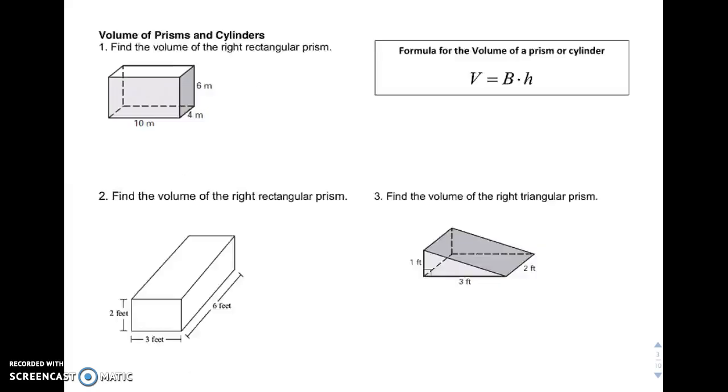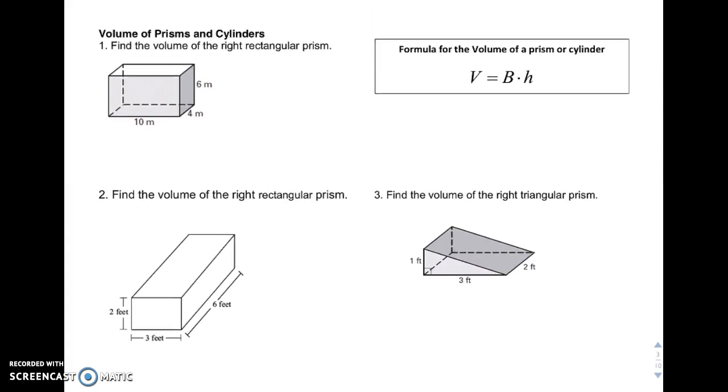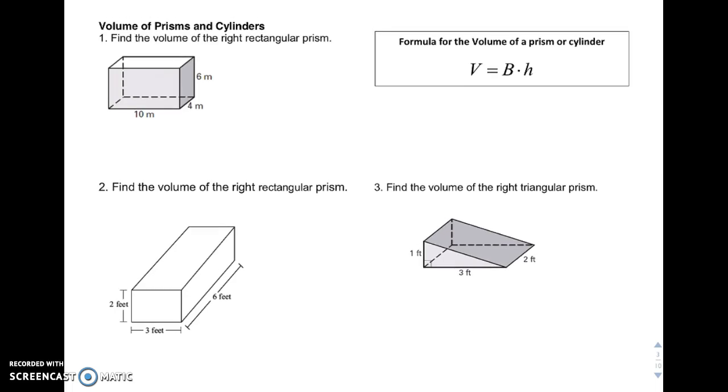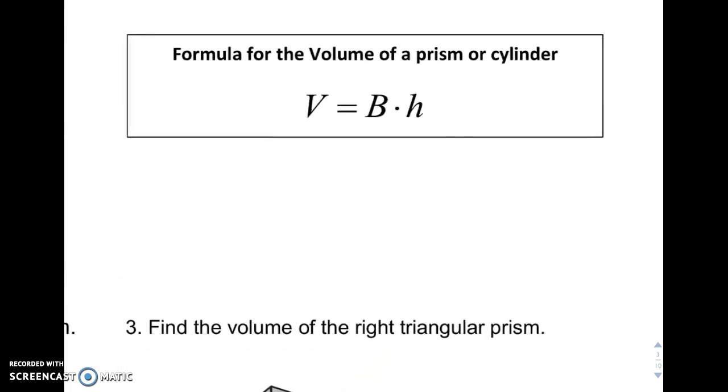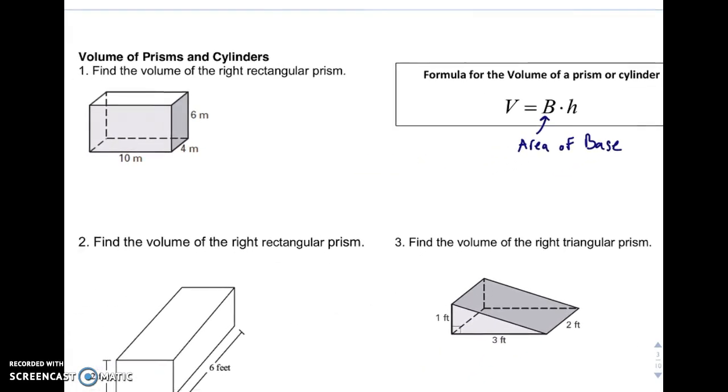So let's go to the first page here and look at the formula. Just as I described, we're going to multiply the area of the base, that's what big B stands for, times the height. So the key is just identifying the base, and remember the base means parallel sides. So you have more than one choice sometimes. Typically we'll choose the bottom, making sure that the bottom is parallel with the top. If that is not the case, then you cannot use the bottom as the base.